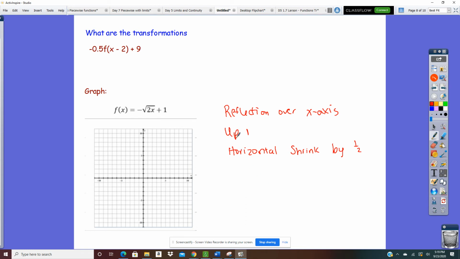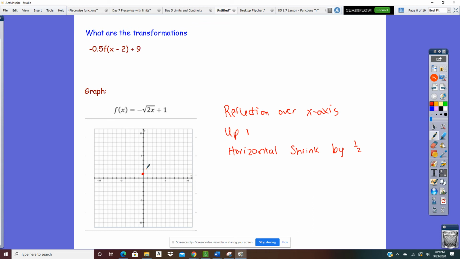Okay, so I'm going to reflect this over the x-axis. I'm going to shrink it by 1/2, and I'm going to go up 1. So I'm going to go ahead and go up 1 because that's going to be my endpoint. This is a square root function, so you have an endpoint. All right, so normally I would go 1, 1 and 4, 2, but I'm going to take those points and shrink it by 1/2 horizontally. Okay, so instead of going 1, 1, I'm going to go 1/2, 1.